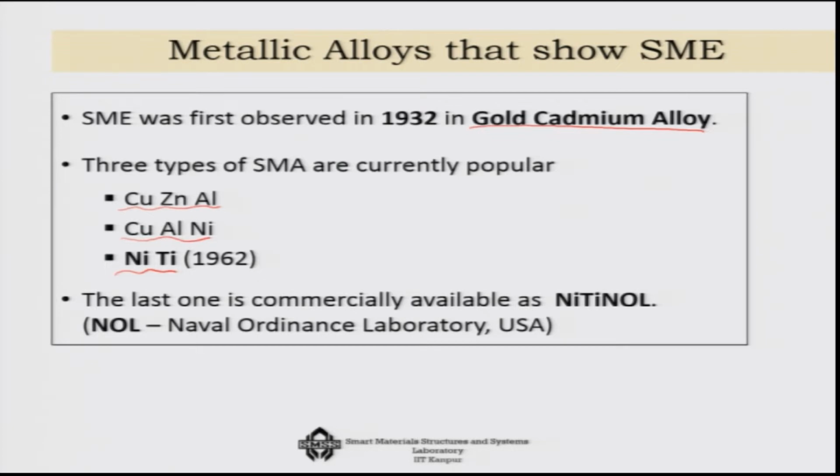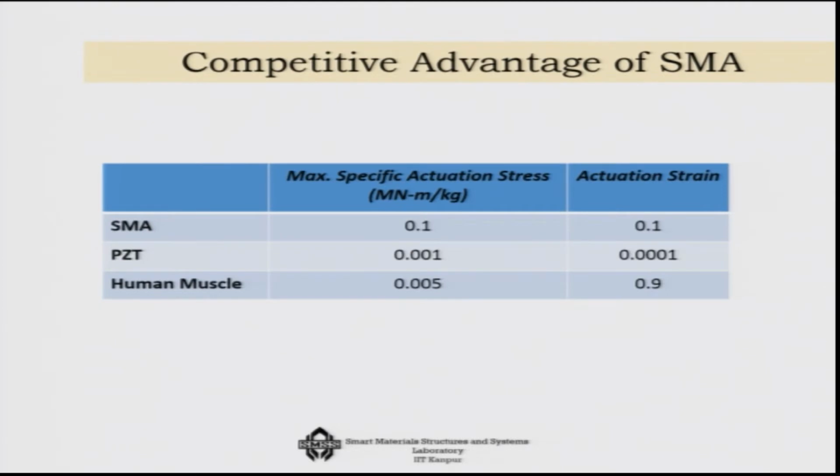And once again, these things are discovered, particularly the nickel titanium, at the Naval Ordnance Laboratory of USA, and hence whenever we refer to this product, we call it nitinol. That NOL part is the Naval Ordnance Laboratory abbreviation that is added with it. Now, what is the competitive advantage of SMA?